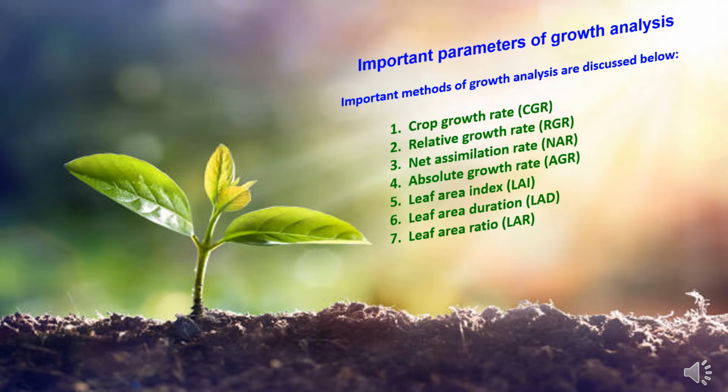For growth analysis, various parameters are used, like first one, crop growth rate CGR, second is relative growth rate RGR, third is net assimilation rate NAR, fourth is leaf area index LAI, fifth is leaf area duration LAD, and sixth leaf area ratio LAR, about which we will discuss in details.